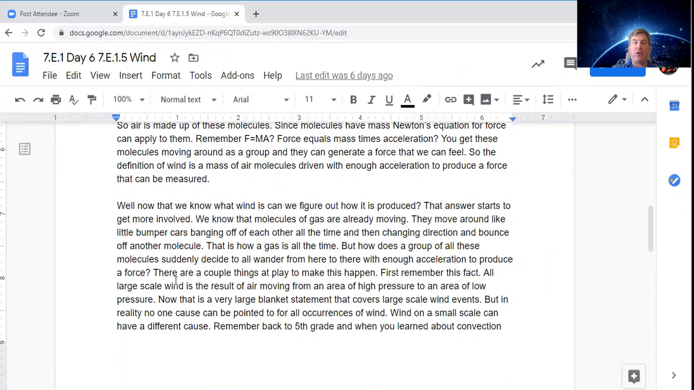First, remember this fact. All large-scale wind is a result of air moving from an area of high pressure to an area of low pressure. So remember, when we talk about large scale, we're talking like going from this state to this state. And I don't mean from gas to liquid, I mean from North Carolina to South Carolina, North Carolina to Virginia. So, the state of the country at this point, not the state of matter. So we're talking about a large mass of wind moving from place to place.